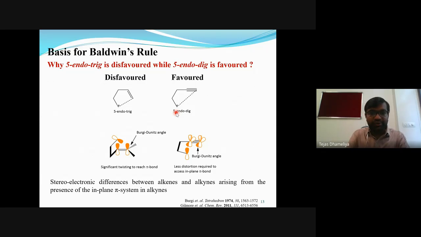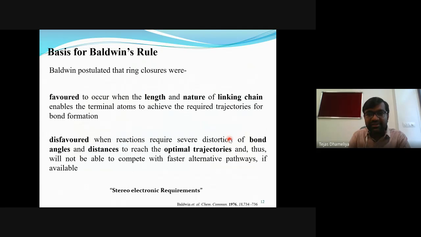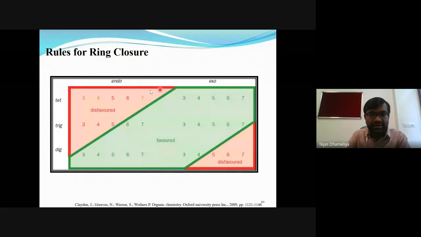Okay, so let us go back to this and check here. 5 endo dig is favored. What was the other? 5 endo trig. This is disfavored.